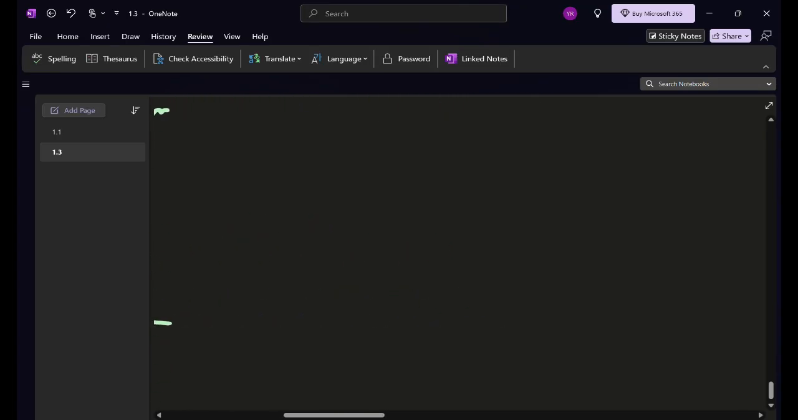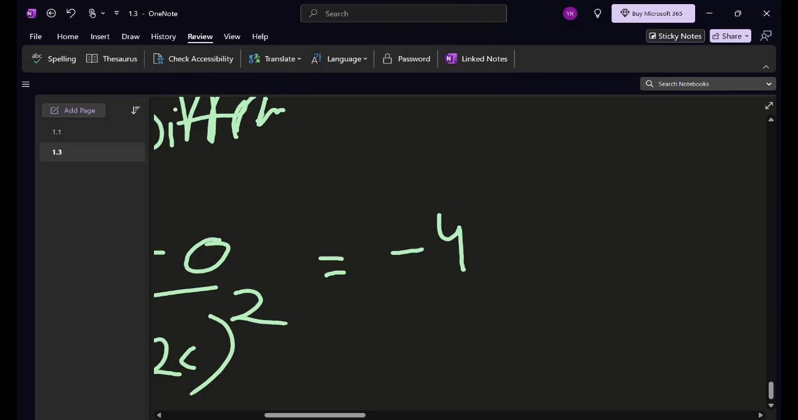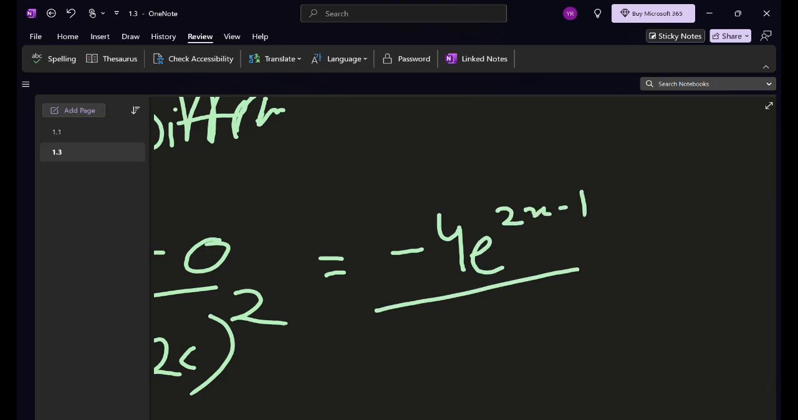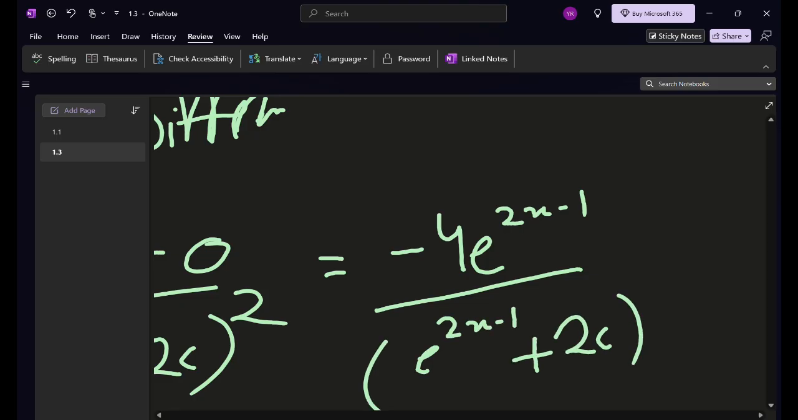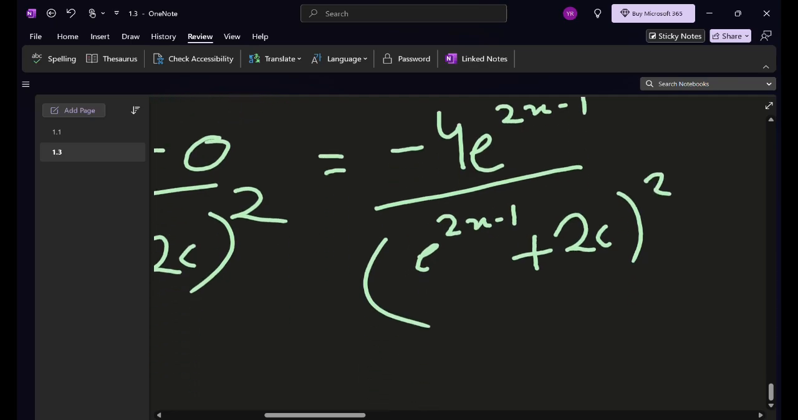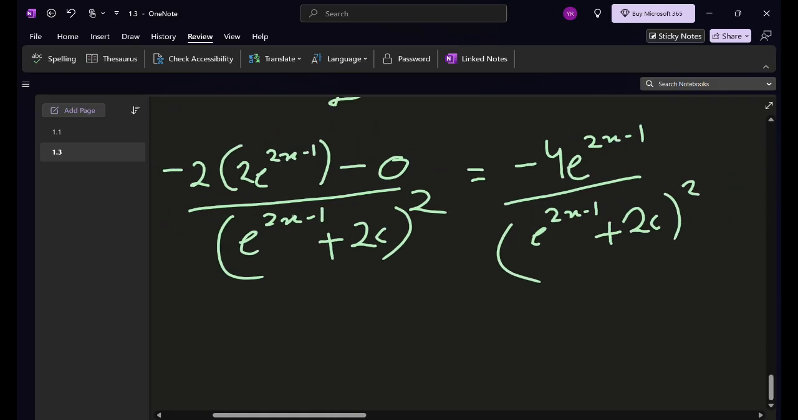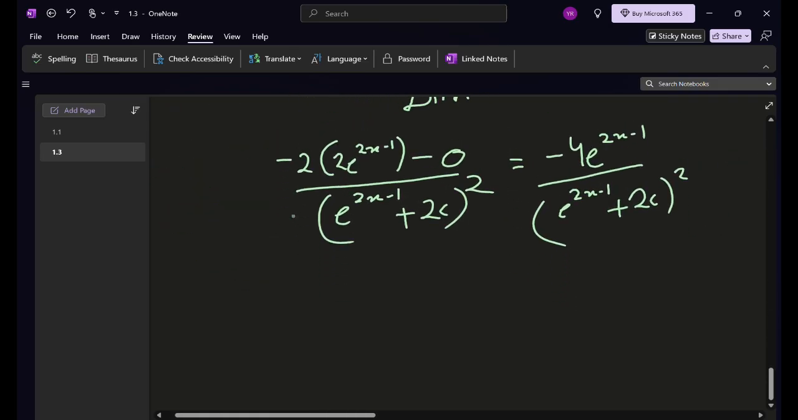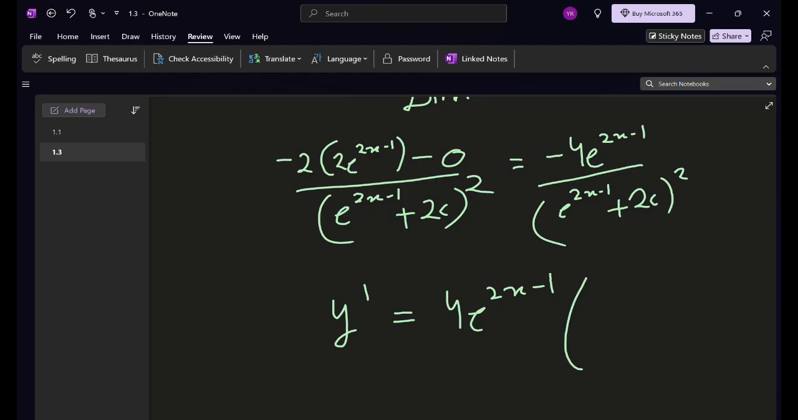So this is how we end up with this, which is going to be equal to minus of 4e to the power 2x minus 1 divided by e to the power 2x minus 1 plus 2c the whole square, which when we simplify, we have reached till this much, and then this can be written as y dash is equal to 4 e to the power 2x minus 1 bracket minus y by 2 to the whole square.